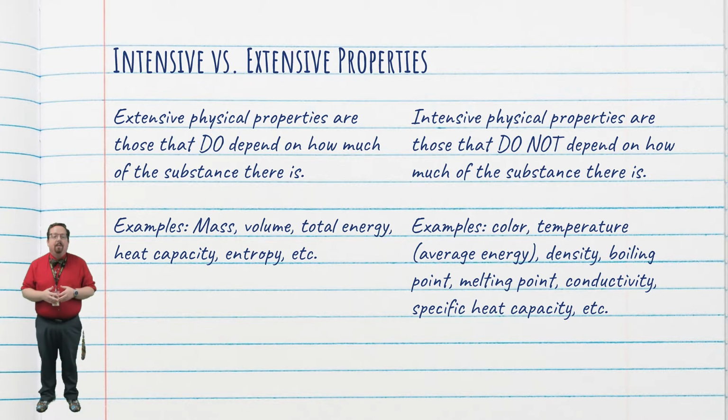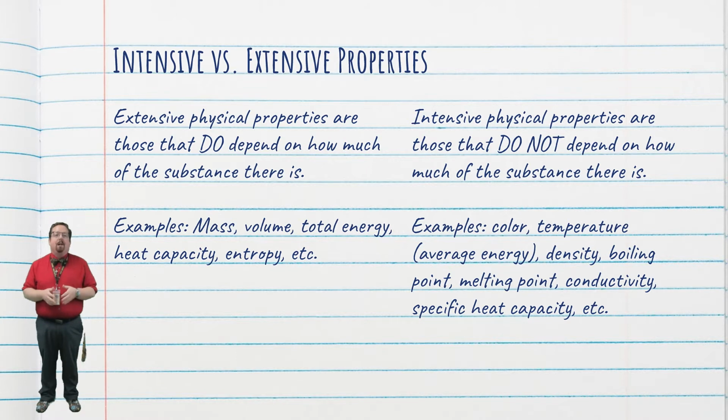There are two types of physical properties, extensive and intensive. Extensive physical properties change depending on how much of a substance you have. For example, the mass, volume, total energy, heat capacity, and entropy will all be different if you have a small amount versus a large amount. We'll learn about heat capacity and energy stuff later, but for now it's really easy to picture this idea if we think about mass and volume. If you have a larger object, it'll have more mass and more volume. The mass and volume are dependent on how large my sample is.